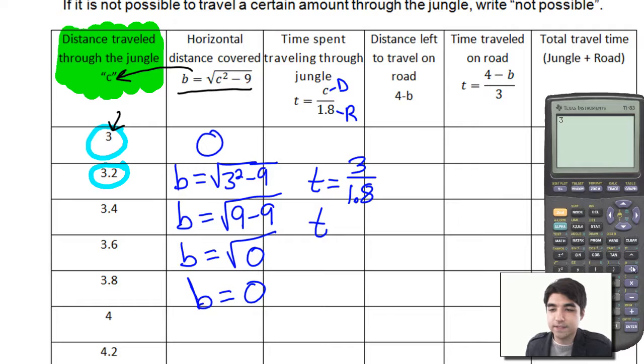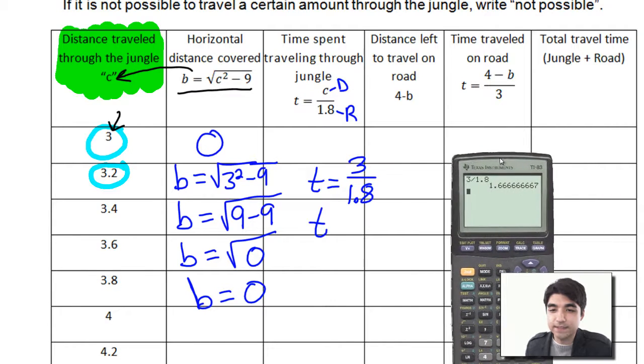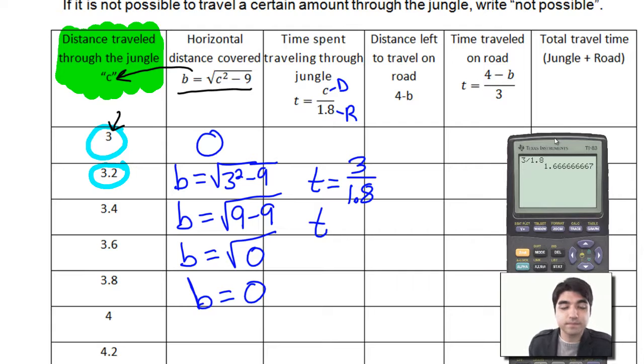Turn it on. 3 divided by 1.8 equals about 1.67. So that equals about 1.67.